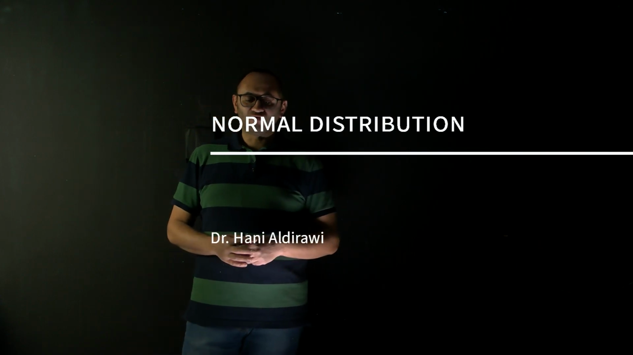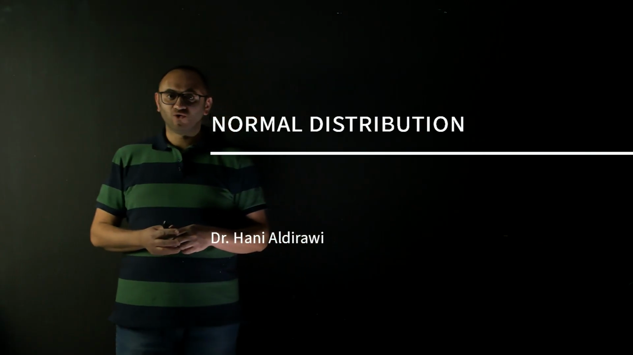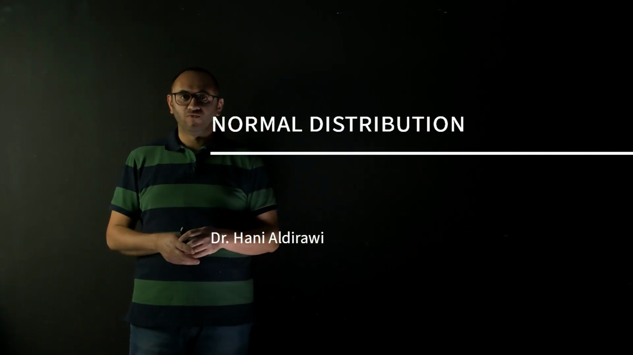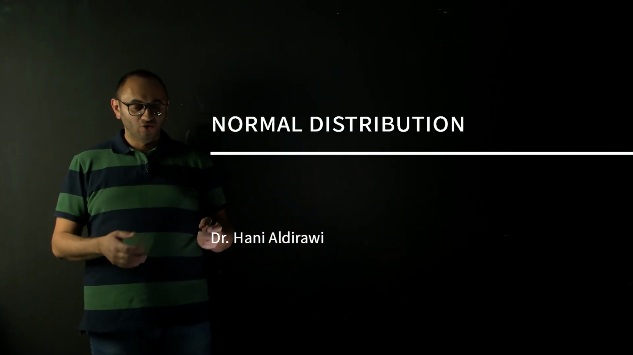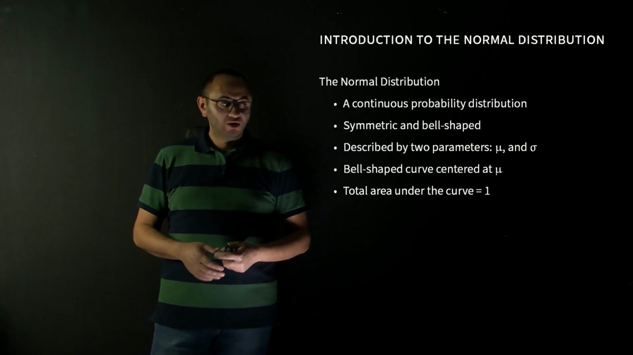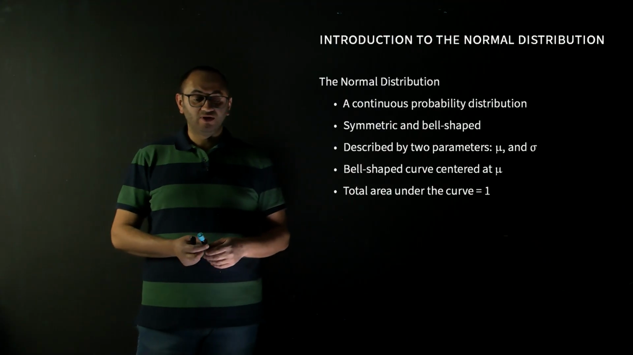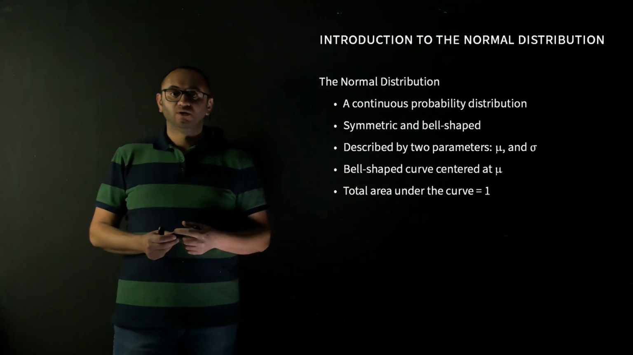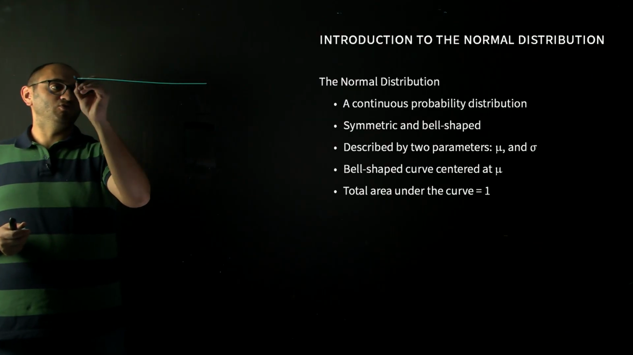Hello everyone and welcome to the normal distribution. In today's talk we are going to discuss one of the well-known continuous distributions called the normal or Gaussian distribution. So the normal distribution is a continuous probability distribution. Let me give you an example of a normal distribution.